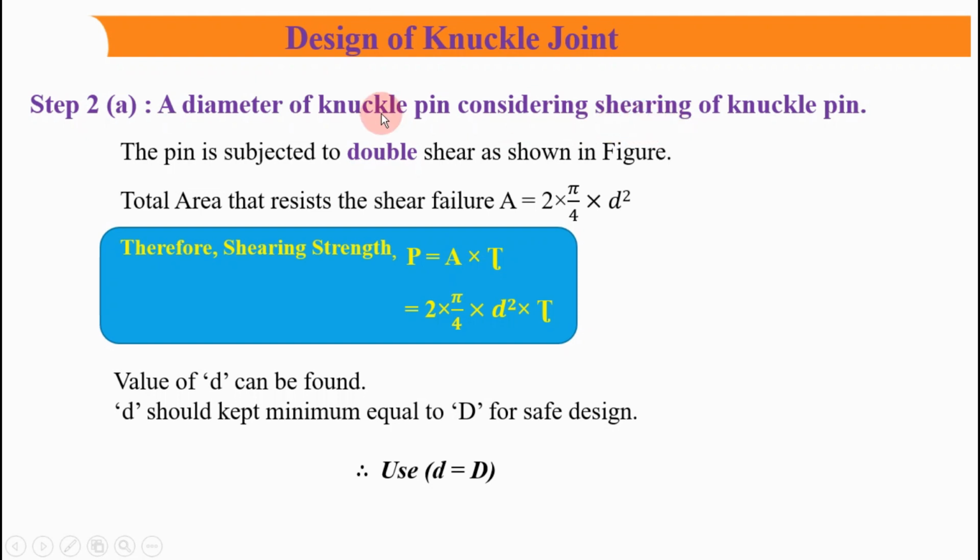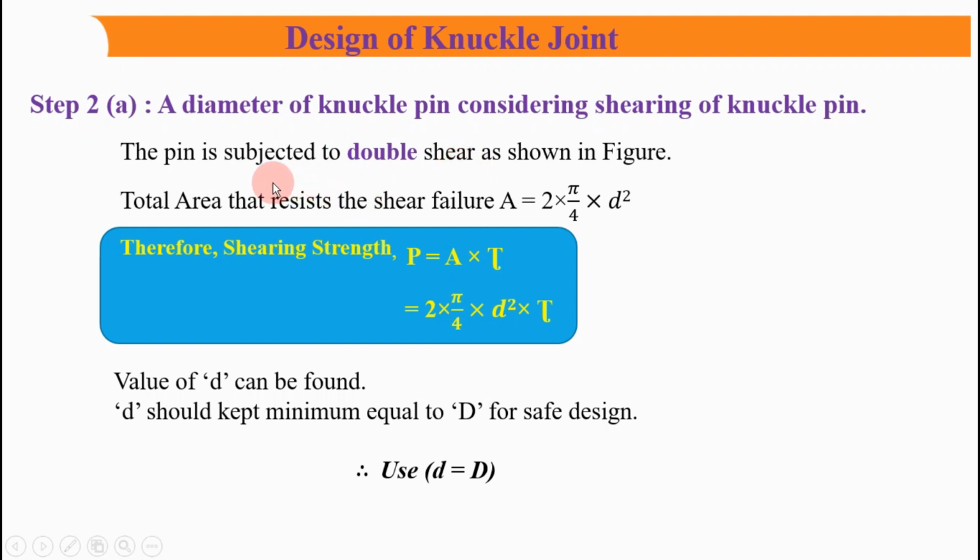The pin is subjected to double shear, as shown in the figure. As we have seen in the figure of the knuckle joint, we easily get to know that the pin is subjected to double shear. I have mentioned here in bold and in another color that the pin is subjected to double shear.